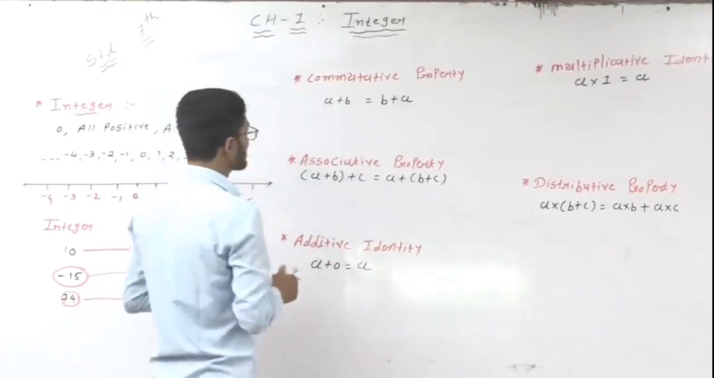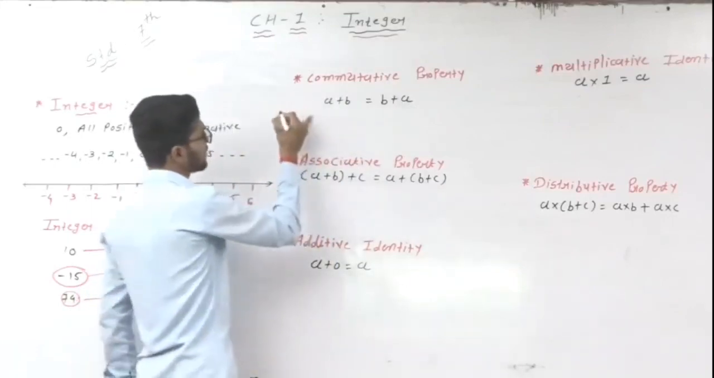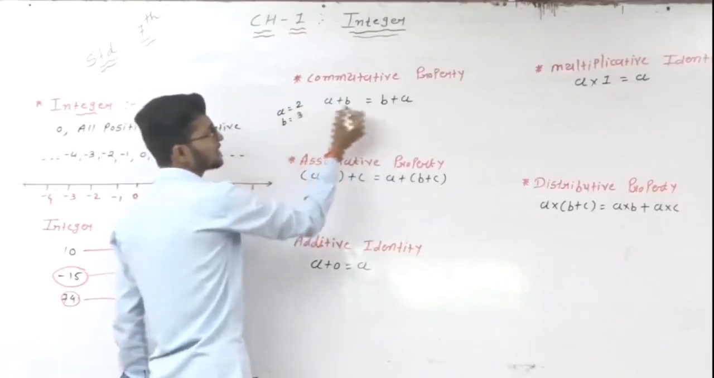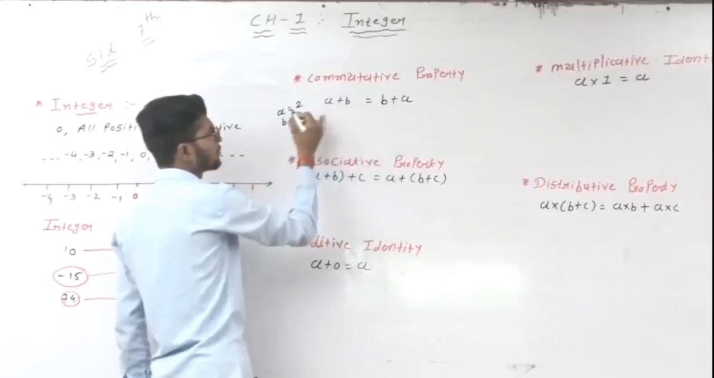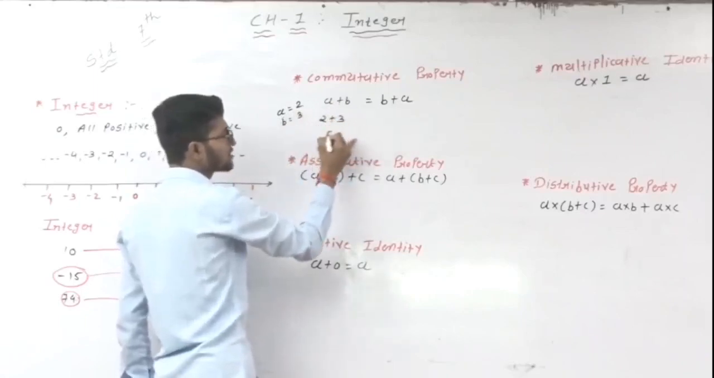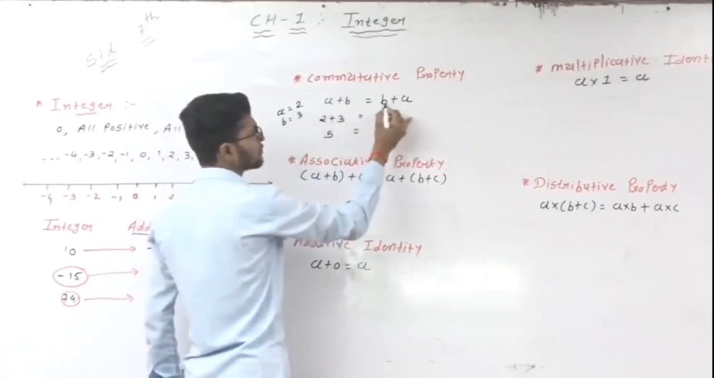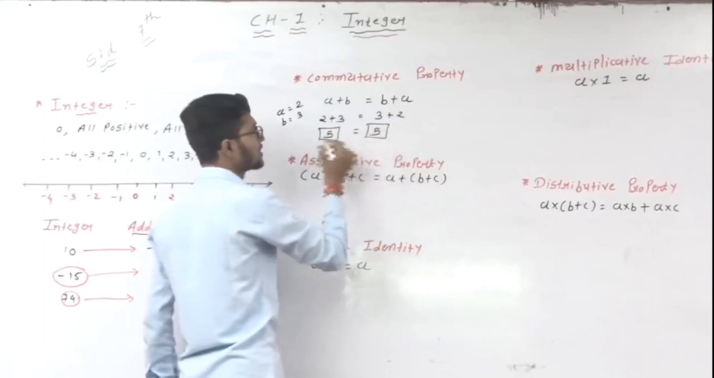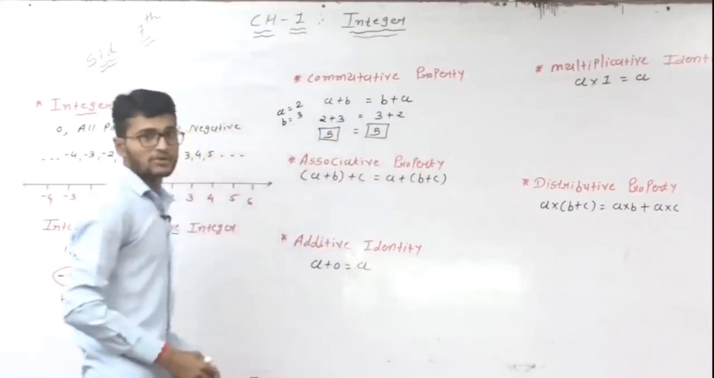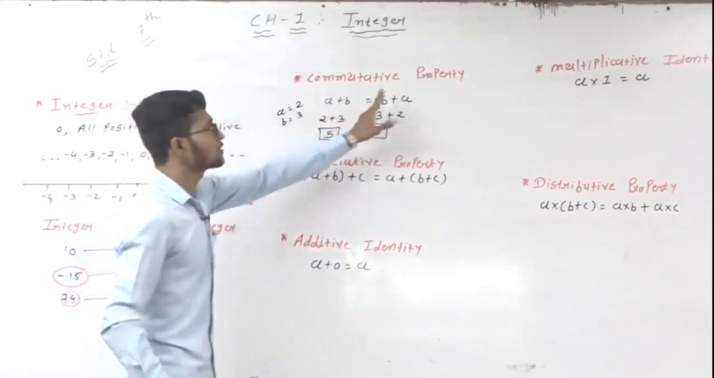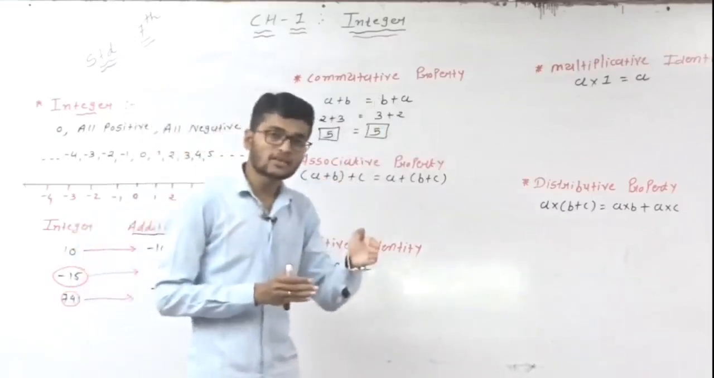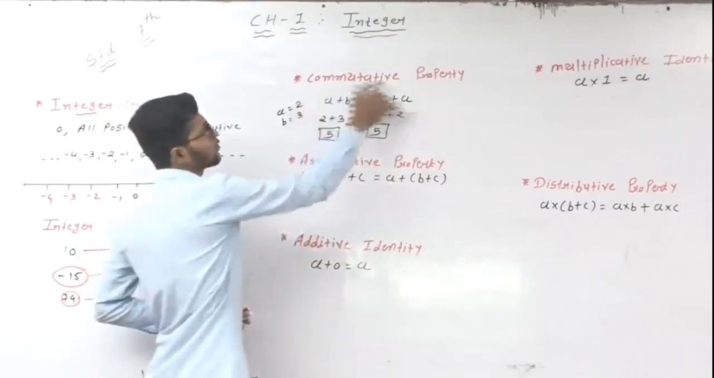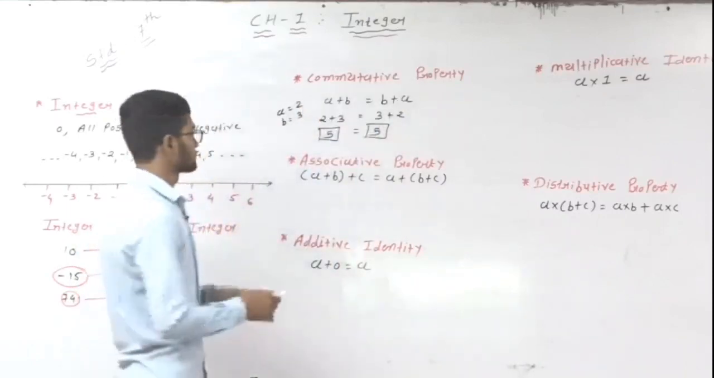Suppose given any numbers, a is equal to 2 and b is equal to 3. So put in this equation, on both sides of the general formula: 2 plus 3 means 5, and same for b plus a, 3 plus 2, also 5. It means both sides' answers are the same. So it's called a commutative property. It means a plus b is equal to b plus a. You do a plus b and do b plus a, the answers should be the same, only then can we call it the commutative property.